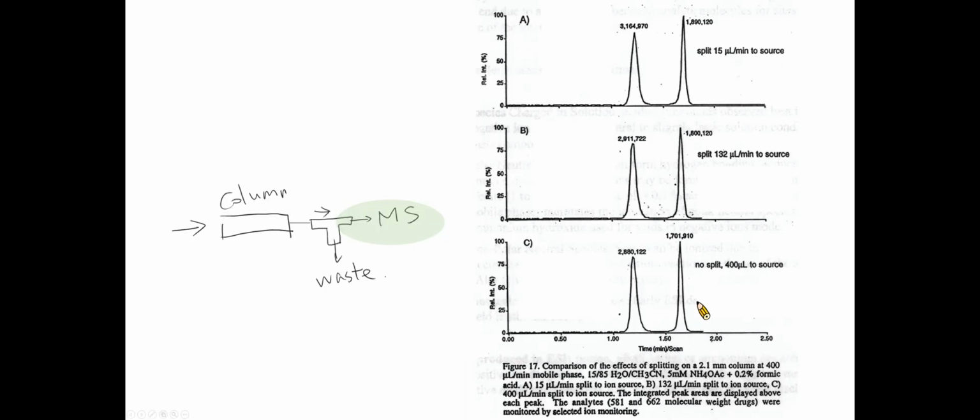This figure illustrates that splitting the column flow can even enhance the signal intensity. Panel A only directs 15 microliter per minute to the source, and panel B directs 132 microliter per minute to the source. Panel C directs all the flow, about 400 microliter per minute, into the mass spectrometer, yet it has the lowest peak area.